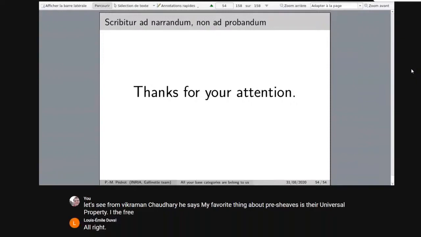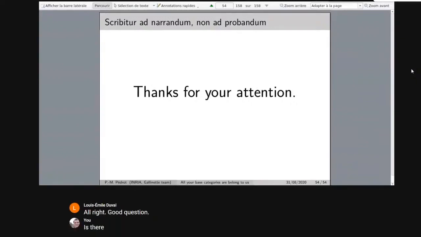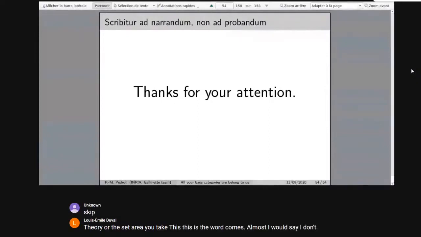Good question. I don't know. But if I had to guess, I think this somehow comes from the target type theory or the set theory you take. This is where it comes from, I would say. I don't know, but I think it's an interesting question.